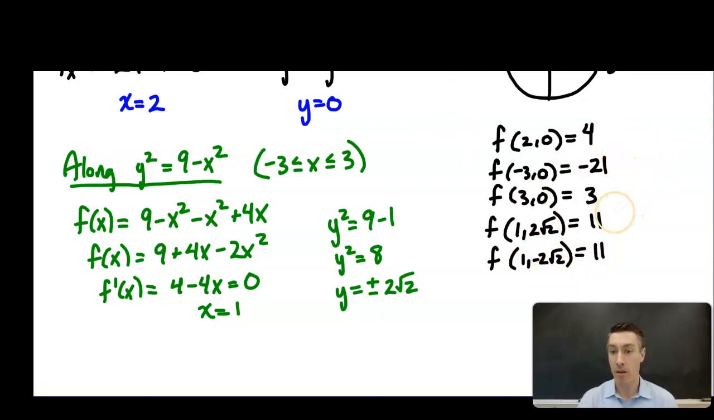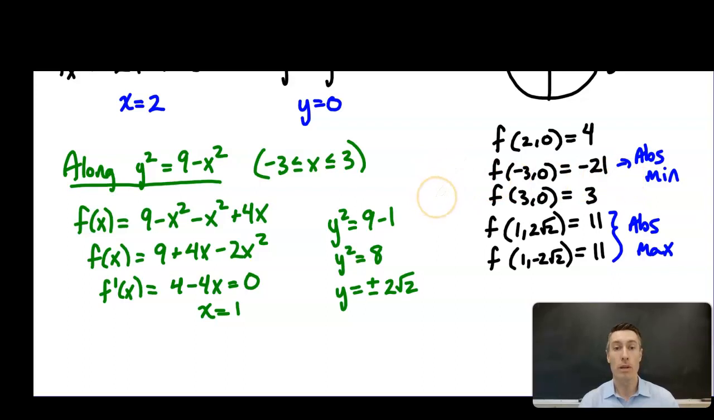So we have 2 points that give us an absolute max of 11, and 1 point which gives us the absolute minimum of -21. And notice one of those points was an endpoint of a boundary curve. So if we were to leave it off our list, we would have missed the point that really is the absolute minimum value.